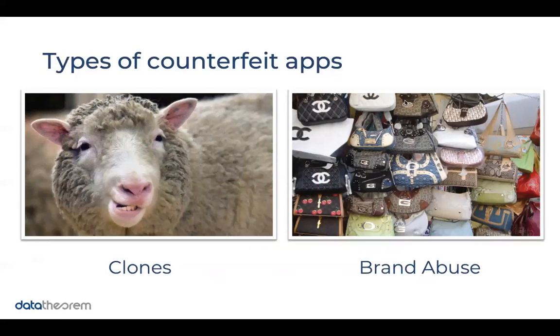So let's talk about the types of counterfeit apps. There's really two types of counterfeit apps. The first is what we call clones. And for clones, I've got probably the most famous clone out there, which is Dolly the sheep. And you can see the cloned app.